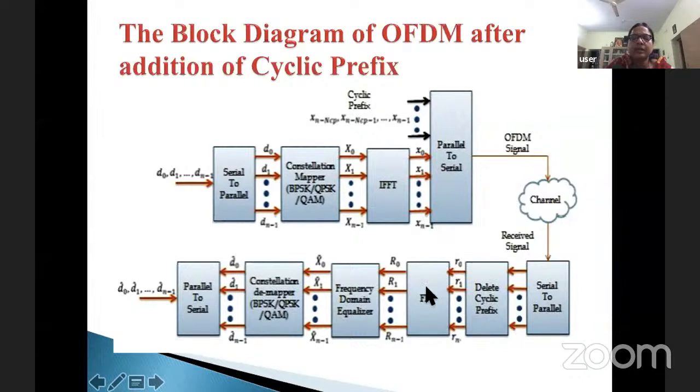After that, we'll send those signals to the FFT block, and we do the frequency equalization, we do the constellation demapping, and we go to the parallel to serial decoding scheme.